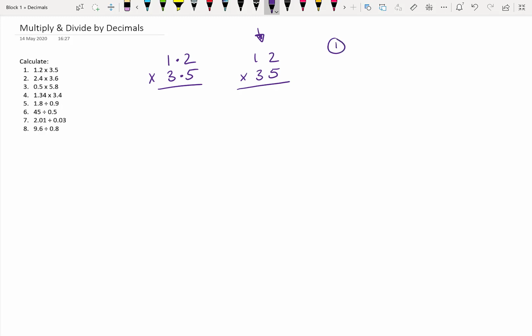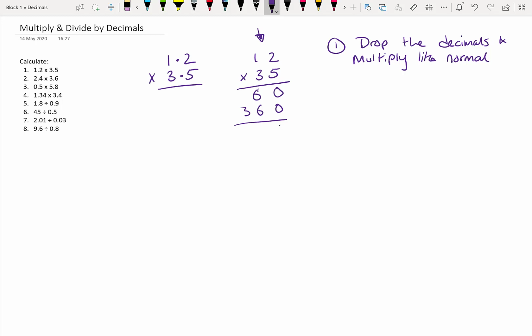Okay, and so my first step when I'm doing this is I'm going to drop the decimals. And multiply like normal. So 5 times 2 is 10, 0 carry 1, 5 ones are 5, plus this one there is 6. I'm going to multiply by the 3, but it's in the tens column, so I write down my 0. 3 2s are 6, 3 1s are 3, and I'm going to add them up. 0 plus 0, 0, 6 and 6 is 12, 2 carry 1 gives me 420.